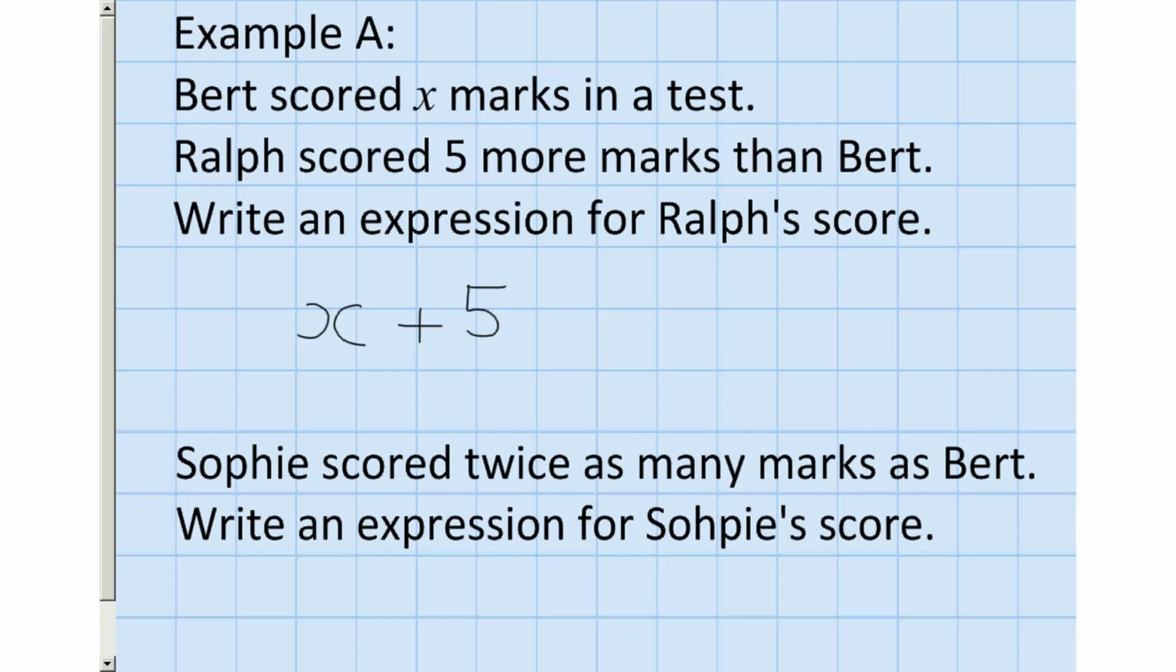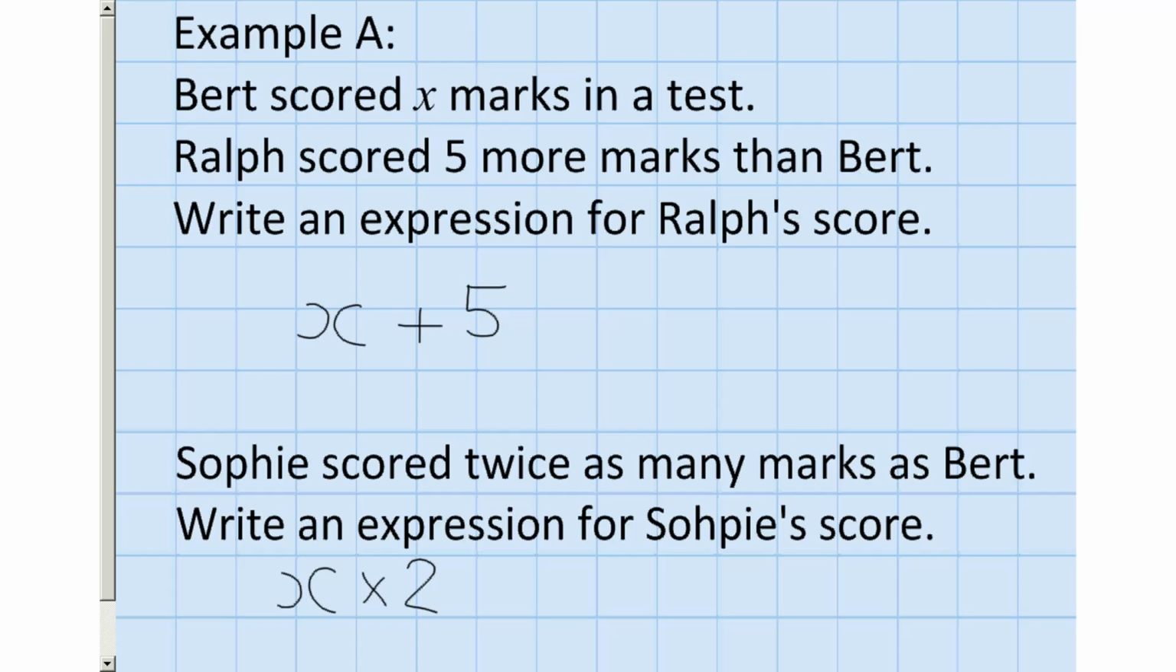Now Sophie scored twice as many marks as Bert. Write an expression for Sophie's score. So if Bert had scored 35 marks, Sophie would have scored twice as many, 2 times 35, she'd have scored 70. If Bert had scored 50 marks, Sophie would have scored 100. So whatever Bert's score is, we have to multiply it by 2. So if Bert has got x marks, we need to times that by 2 to get Sophie's mark.